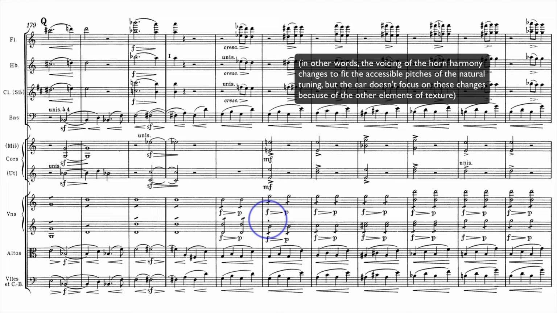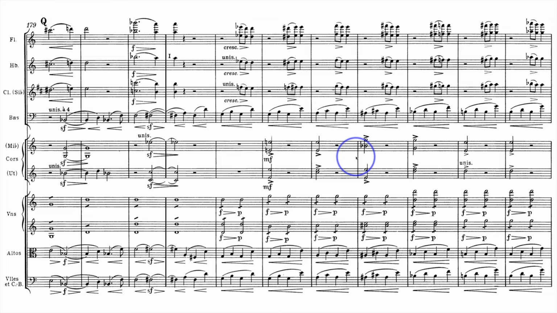But really the sound here of the strings is going to cover a lot of the changes of voicing that will be behind all of this.